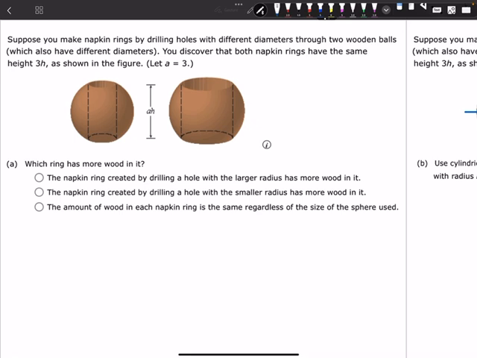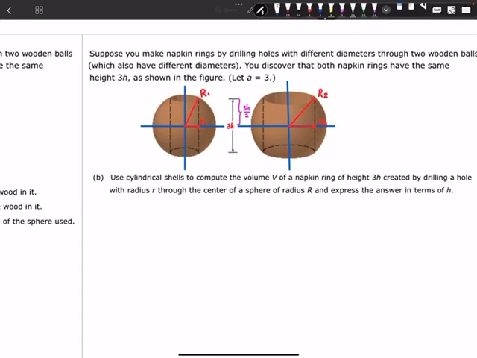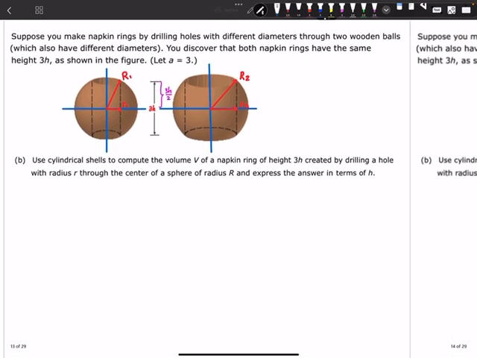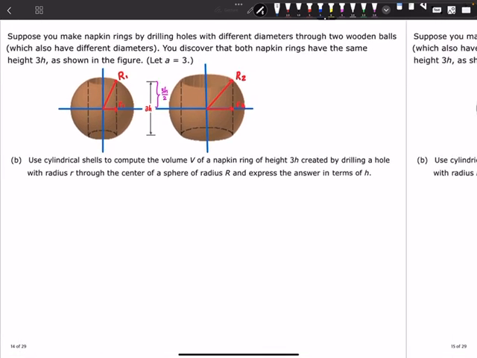This problem has two parts. In part A, it wants to know which ring has more wood in it. So I suggest we come back and answer part A in just a second. I'm going to look at part B first. Part B says, use cylindrical shells to compute the volume of each one of these napkin rings with a height of 3h, and then express it in terms of h.